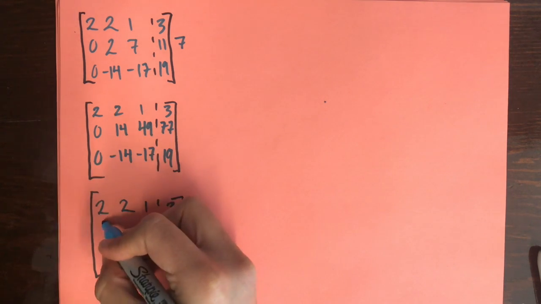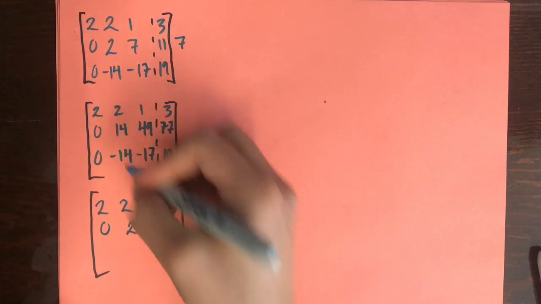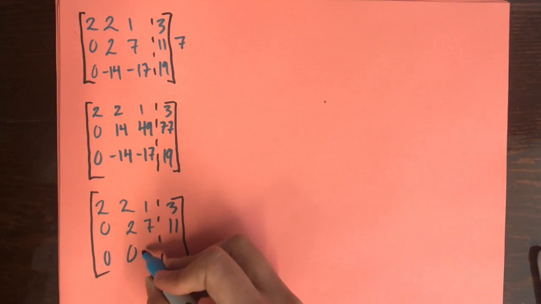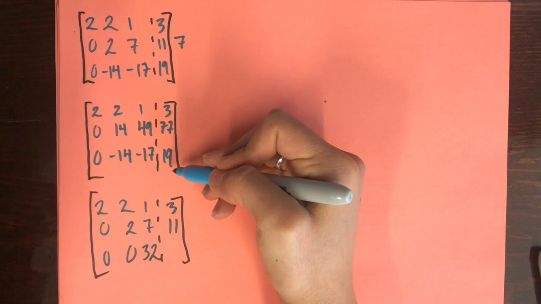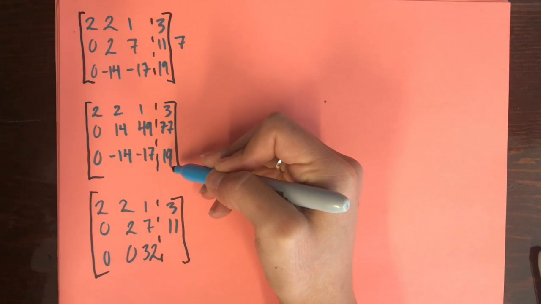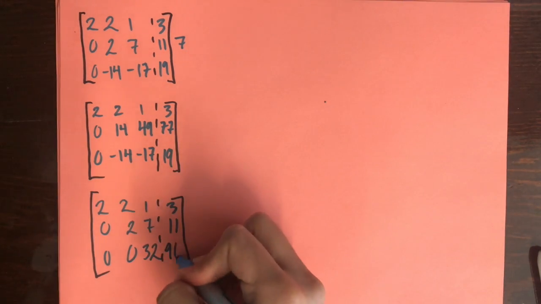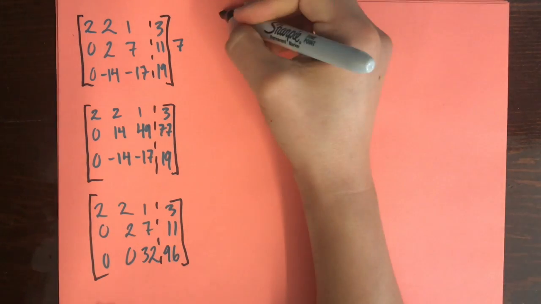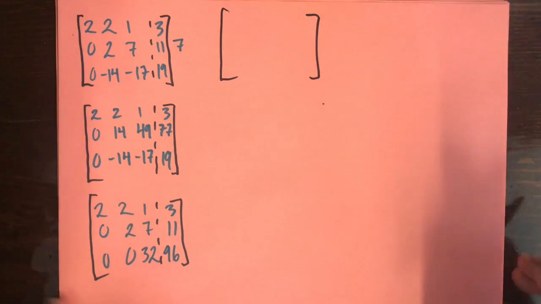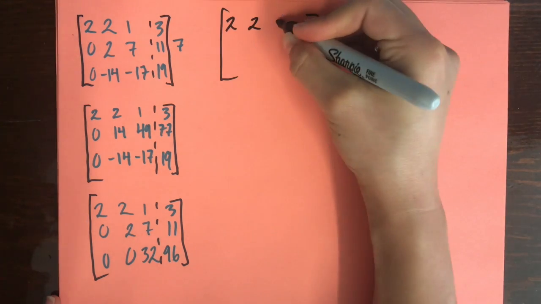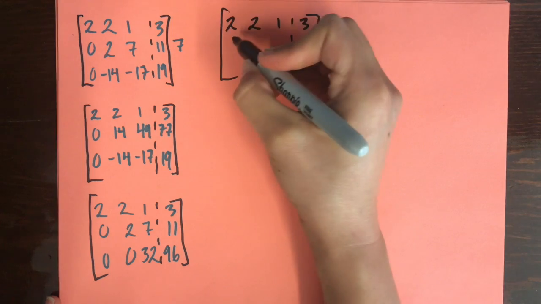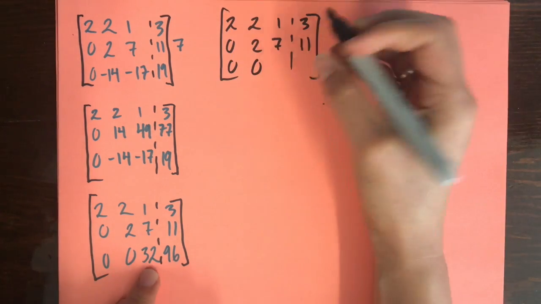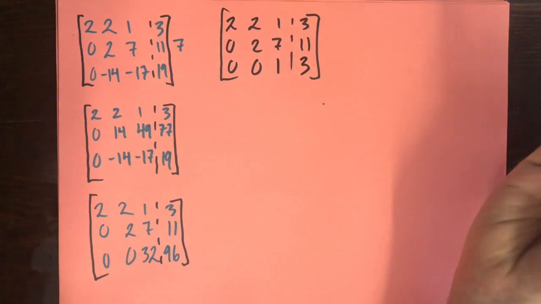So I still have 2, 2, 1, 3 in the top. I have 0, 2, 7, 11. I'm changing it back there. And then I have 0, 0, 0, and then 49 minus 17 is 32. 77 plus 19 is going to be 96. And then lastly, you might do one more row where I realize that 32 can be divided by 32 and 96 can also be divided by 32. So I'm going to divide row 3 by 32 so that I end up with 1 and 3.